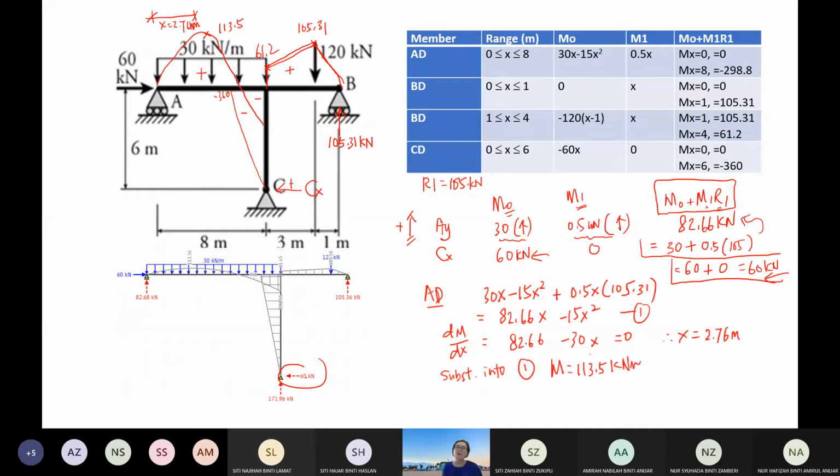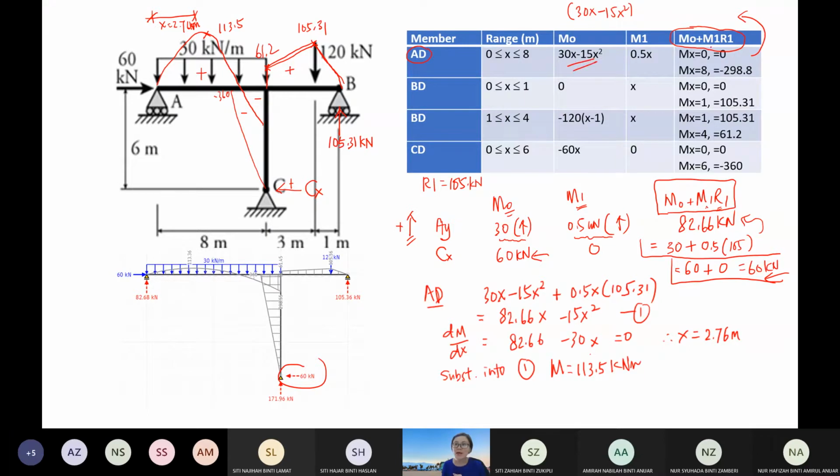So how about the bending function? You can still use this M0 plus M1 R1. How to do that? Let me show you. For example, now I'm going to determine the bending function for member AD. So I'm going to put it here. The formula is M0. Then I start with M0, 30x minus 15x squared. If you don't know where I get this, I get it from here, M0.